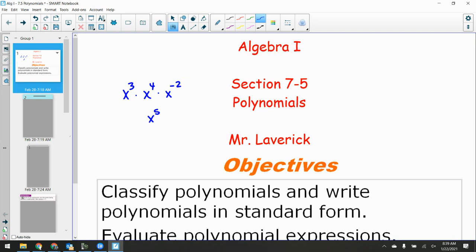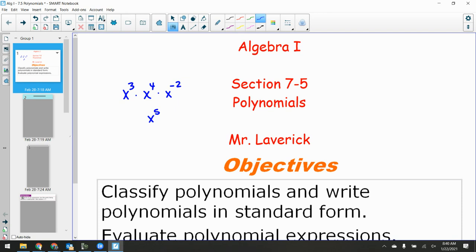We worked with division, but did we ever really work with addition and subtraction between the exponents? No. So now we're going to start putting addition and subtraction in between the exponents and see what we have to do there. When we do that, we work with polynomials.